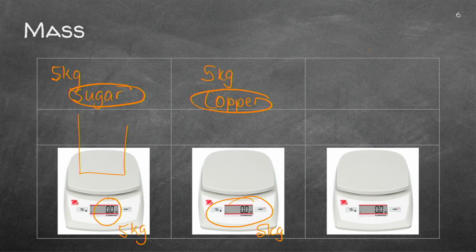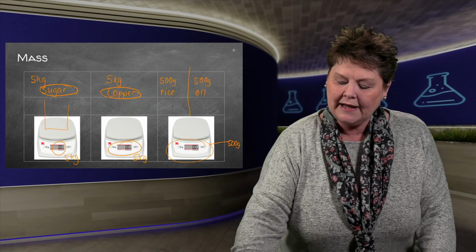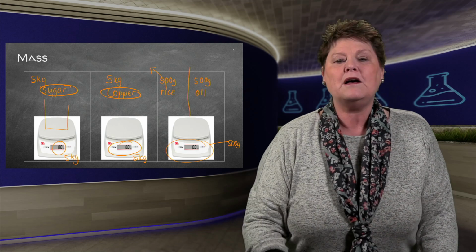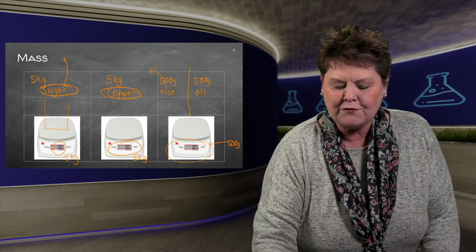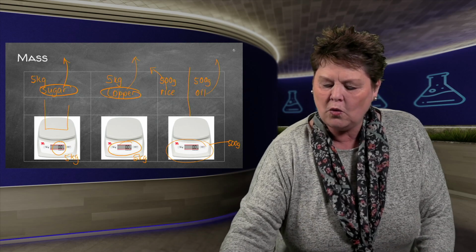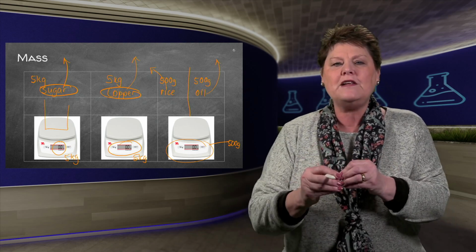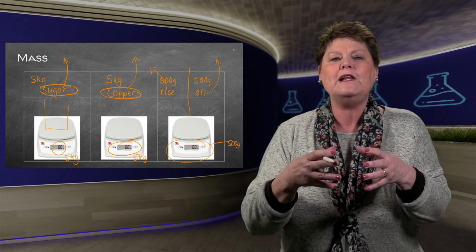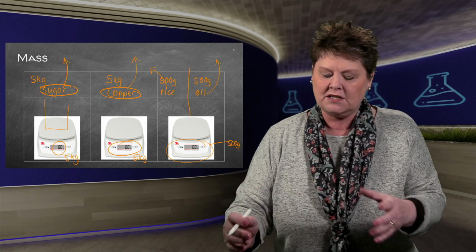It's exactly the same. I could have put on here 500 grams of rice, and I could have put 500 grams of oil on the scale. In both cases, it would give me a reading of 500 grams. Now, important, if we then count the number of rice particles or the number of sugar particles, it would definitely differ from, for instance, copper or oil. So what we're saying, each of these elements or compounds will have a different mass for its specific atoms.